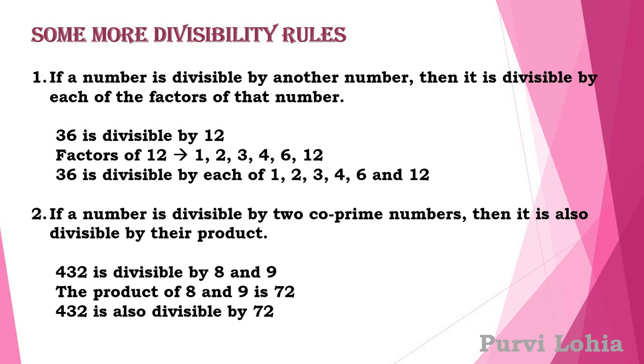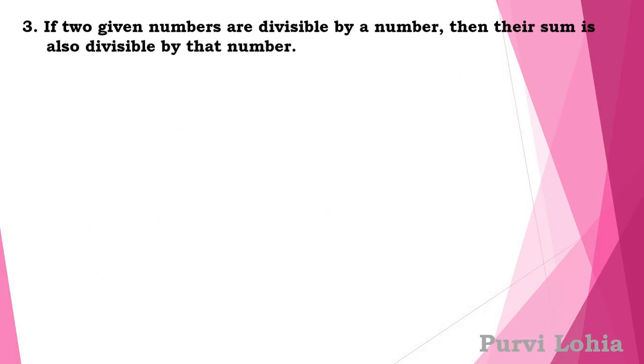Yes, it is. Now third one, if the two given numbers are divisible by a number, then their sum is also divisible by that number. Okay, so example, 44 and 80 are divisible by 4. 44 divided by 4 is 11 and 80 divided by 4 is 20. So both are divisible by 4.